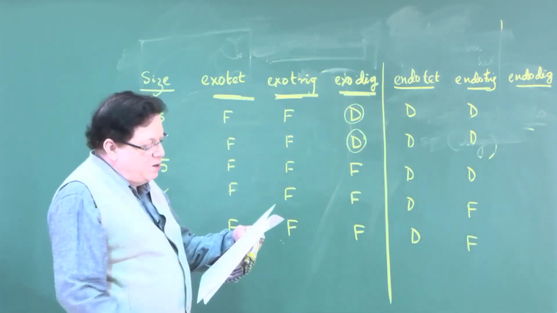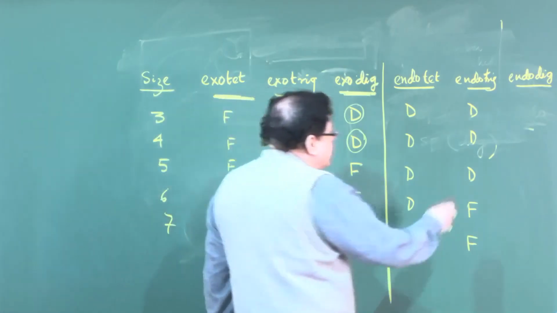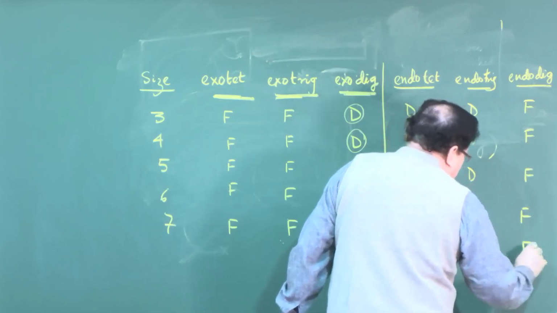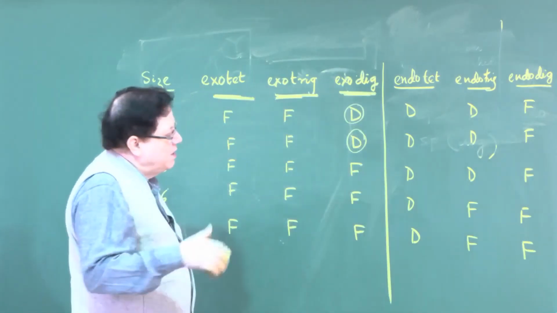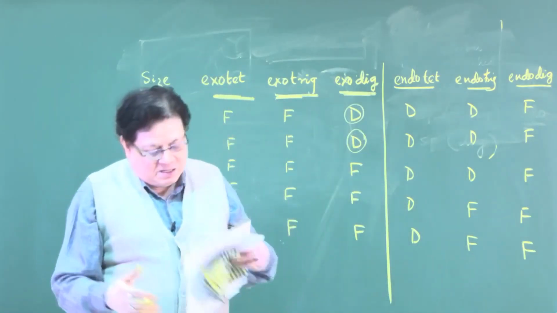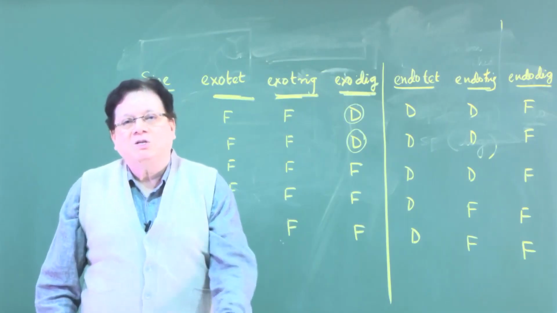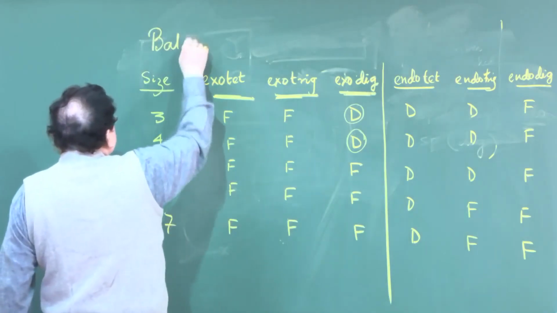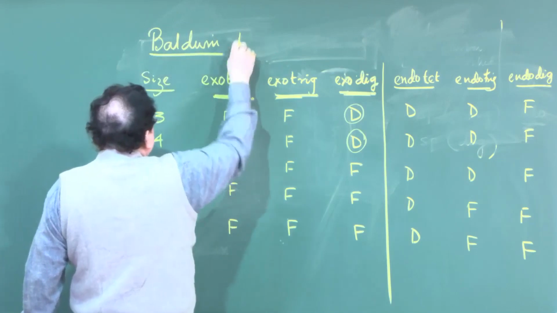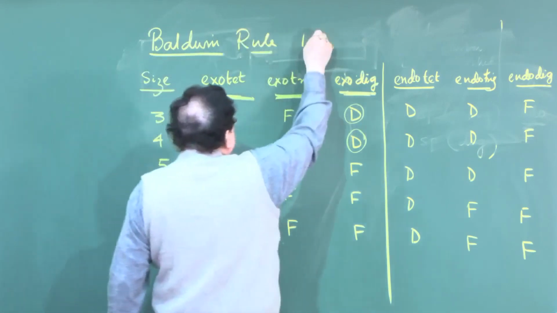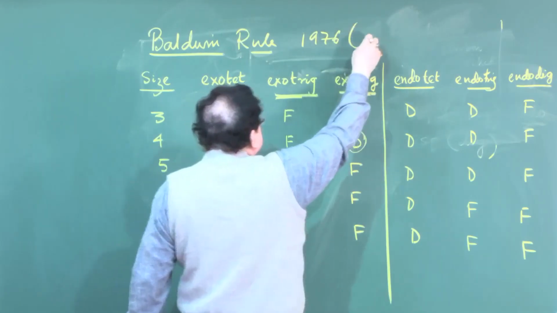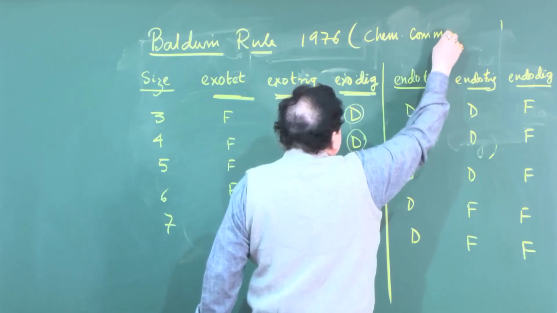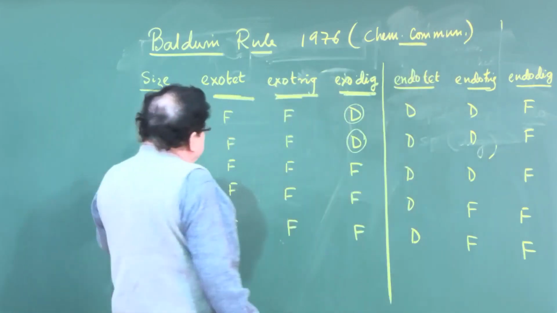And in case of endo-dig processes, now all are favorable. So, endo-dig processes, whether it is 3 or 4 or 5 or 6, they are all favorable processes. So, these are the basic rules that Baldwin published in 1976 in a prestigious Royal Society journal called Chemical Communications. So, this is the rule.